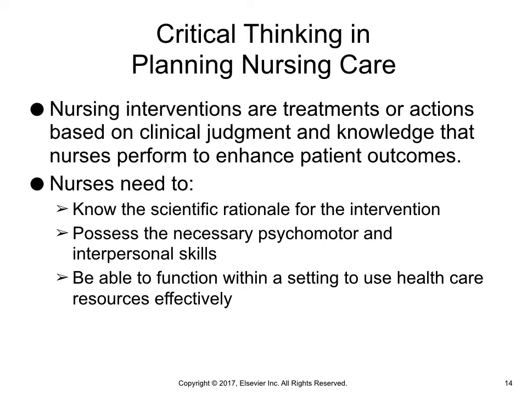Choosing suitable nursing interventions involves applying the best evidence for a patient's health problems and using good clinical judgment. Actual implementation of these interventions occurs during the implementation phase of the nursing process. Nurses need to be able to do the following: know the scientific rationale for the intervention, possess the necessary psychomotor and interpersonal skills, and be able to function within a setting to use healthcare resources effectively.